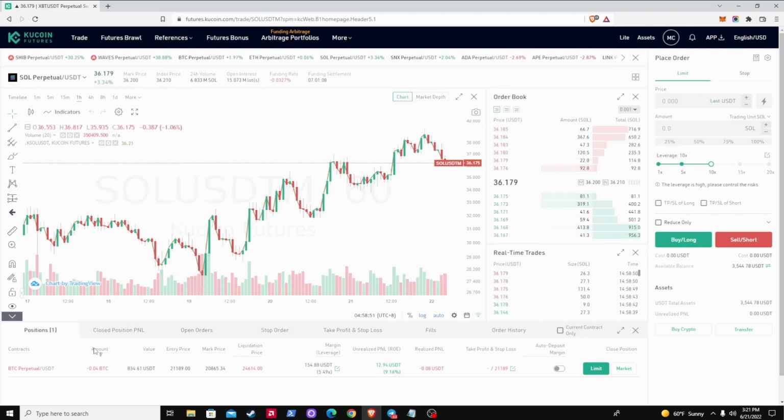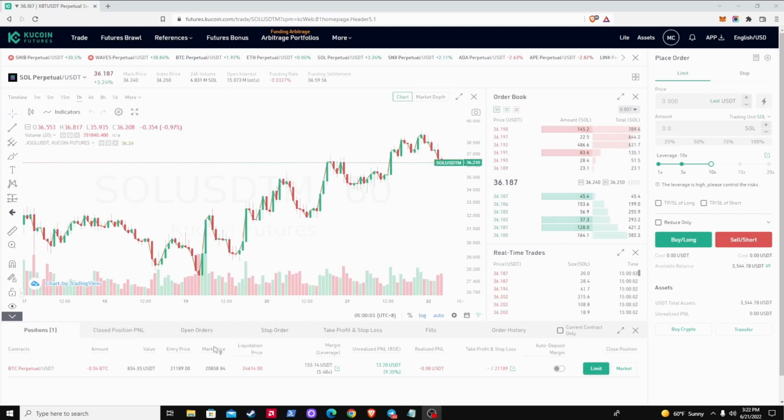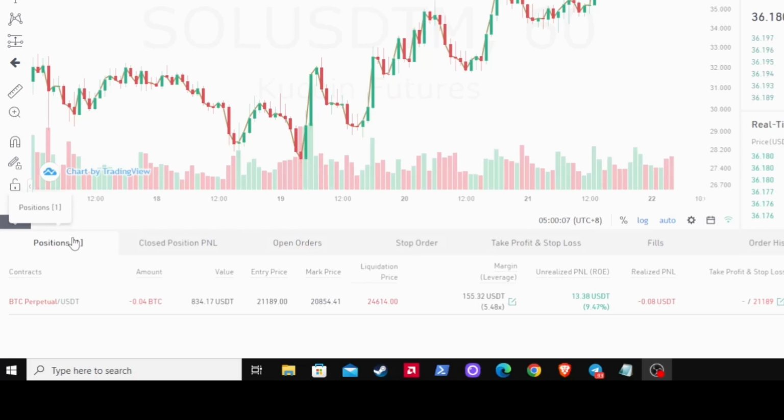Then we're going to go down here to the bottom to kind of explain what this tab is. Now, I'm not going to go into great detail on all of these, just the ones that are important. But down here, this will show any open positions you have, which right now it shows I am actually in a position of Bitcoin. It's a short position where my entry price was 21,189. The reason why it shows the value of the position is 834 is because I'm using around 5x leverage, or in this case it says 5.48x leverage.